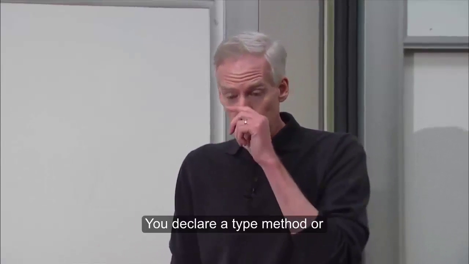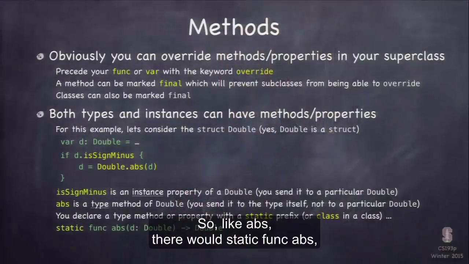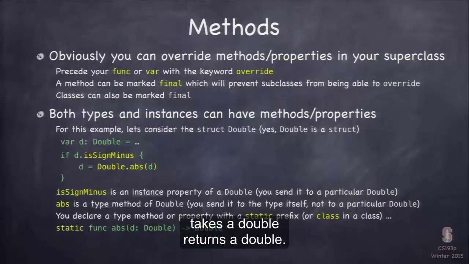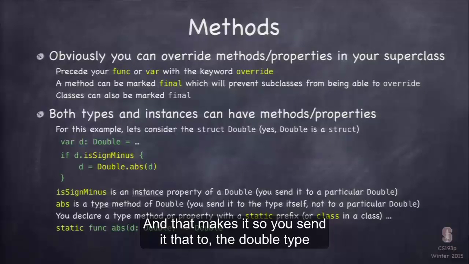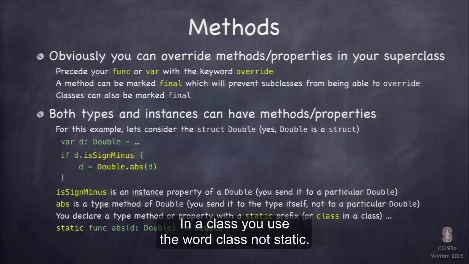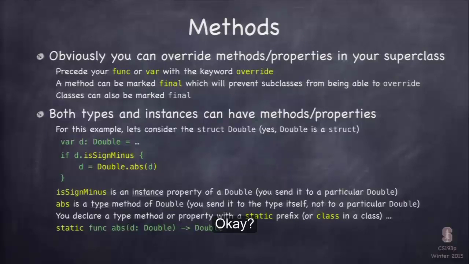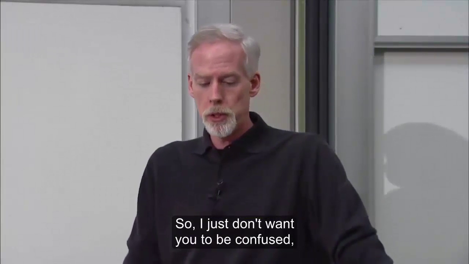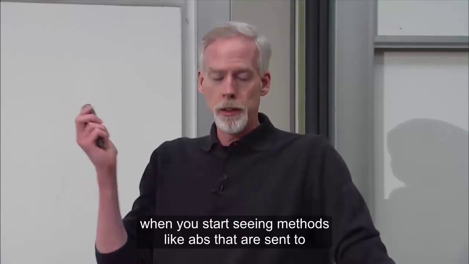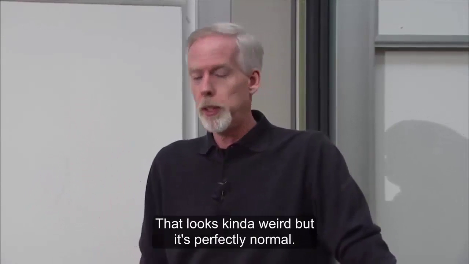You declare a type method or property by using static in front of it. So like abs, there would be static func abs that takes a double and returns a double. And that makes it so that you send it to the Double type instead of sending it to a particular double. In a class, you use the word class, not static, because it's called a class function. So I just don't want you to be confused when you start seeing methods like abs that are sent to the Double type. That looks kind of weird, but it's perfectly normal.